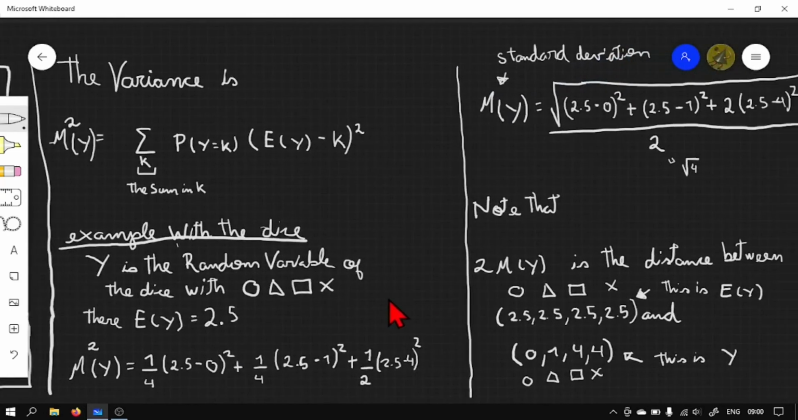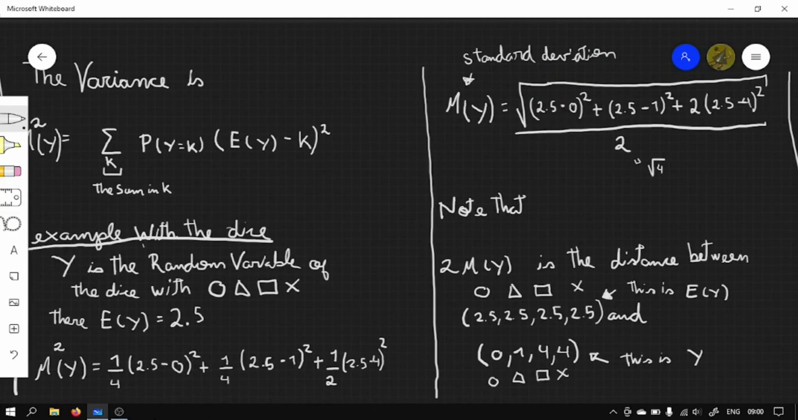Then the standard deviation will be the square root of that. Here we have 4, 4, 4. This is equal to 2/4. We can sum over all of that, and then this is a fraction where the denominator is 4. So the square root of the denominator is 2. So note that here 2 times the standard deviation is exactly the distance between this point and this point.